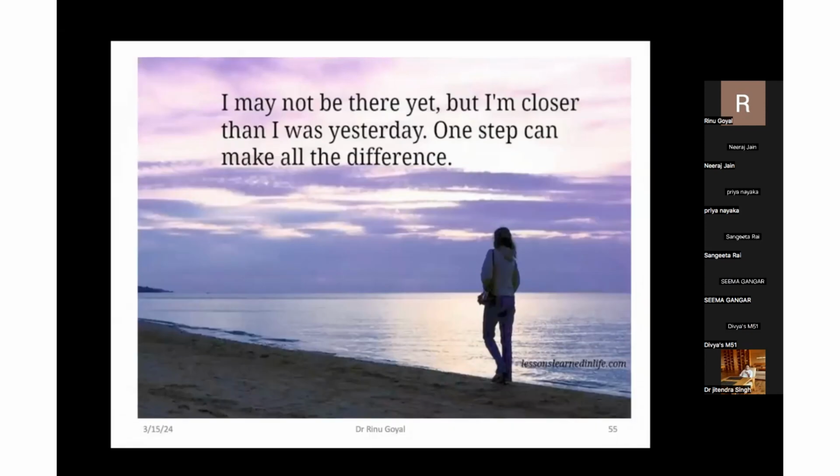So when we do so much, we can say, I have done so much. I may not be where we are expecting yet, but certainly I am closer than I was yesterday. So one step, one baby step, one little step definitely takes us ahead. One step can make all the difference.